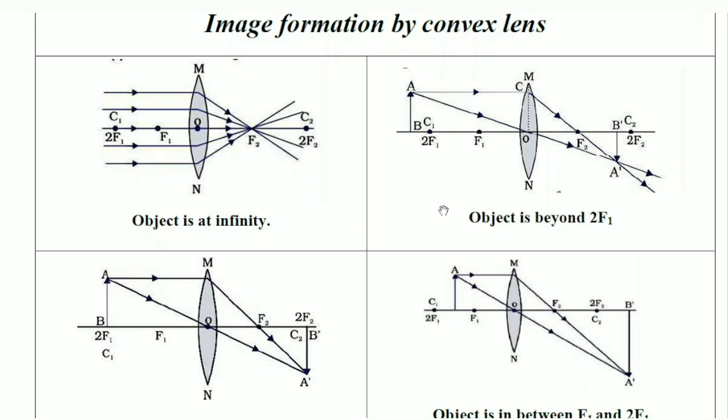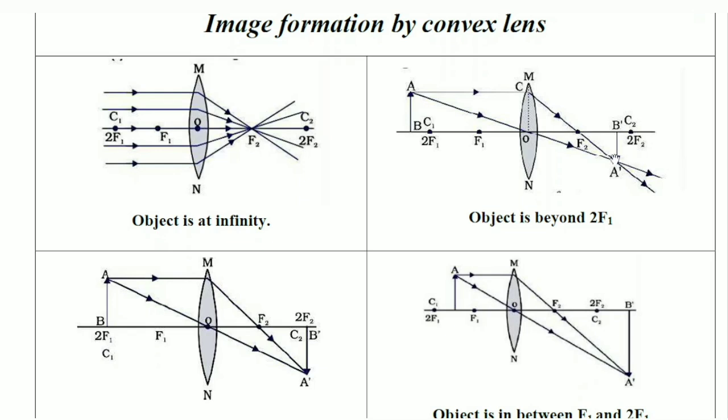See here, the object is beyond 2f. This was asked in the model question paper. When the object is beyond 2f, write the position of the image, size of the image, and nature of the image. Here the image is formed between F2 and 2F2, and it is a real image. Why? Because it can be caught on the screen. And the image is small compared to the object.